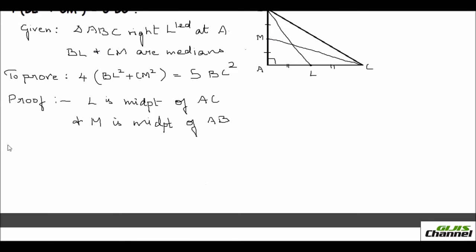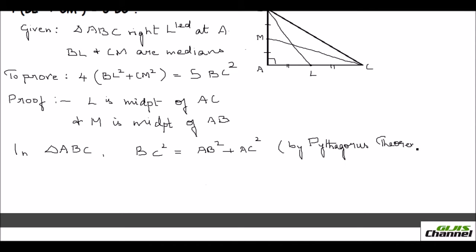I'm going to take the triangle ABC, the bigger triangle, okay? ABC. Using the Pythagorean theorem, I can say that BC square, the hypotenuse square, is equal to AB square plus AC square, right? This is by Pythagorean theorem, okay? I just take this as equation 1, okay?